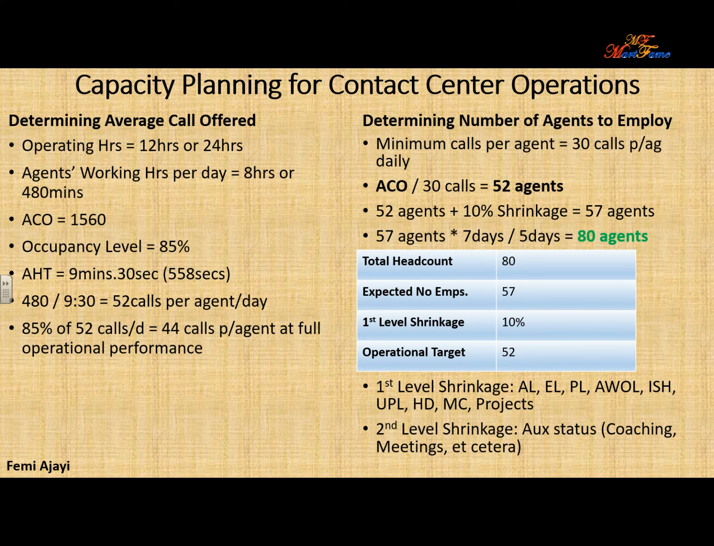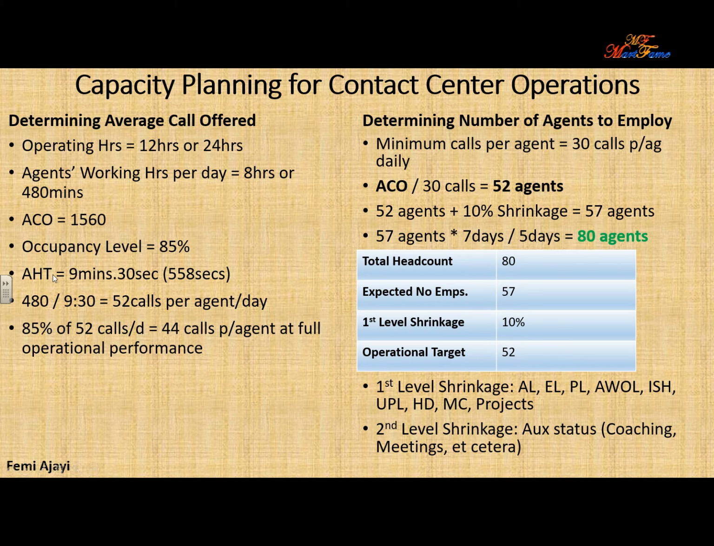The next thing you need to establish is your average call offer. So if you look at your previous month's data, see how many calls you're receiving on a daily basis, and then work out the average. So my sample data here will be 1560 calls a day. The occupancy level is how busy you want your agent to be within a given hour or a day. So we set that to be 85. Different contact centers have their own target, but the industry standard will be between 80 to 95%.